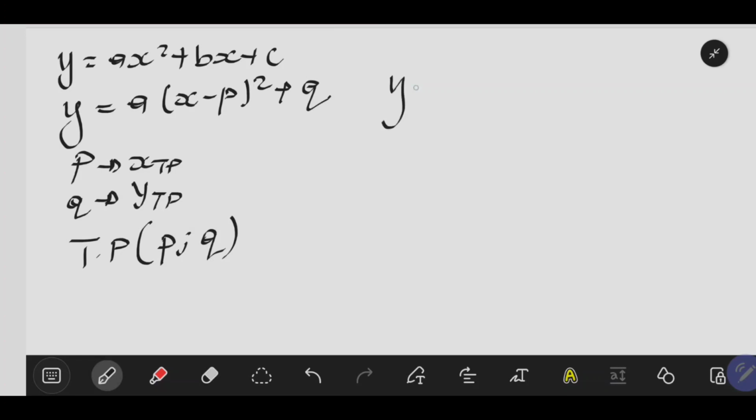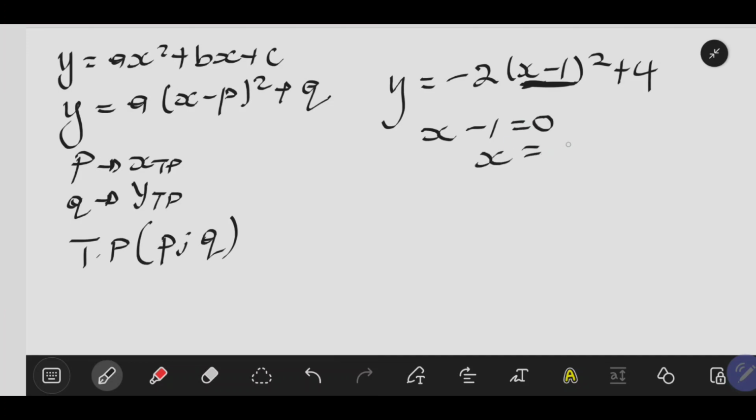Suppose you are given y equals minus 2 into (x minus 1) all squared plus 4. If you are given an equation in this format, and you are supposed to determine the coordinates of the turning point, to get the exact value of p, you are going to take whatever is in the bracket and equate it to 0 and solve for the exact x turning point. So in this case, we have x minus 1 equals 0. Then our x turning point value is positive 1.